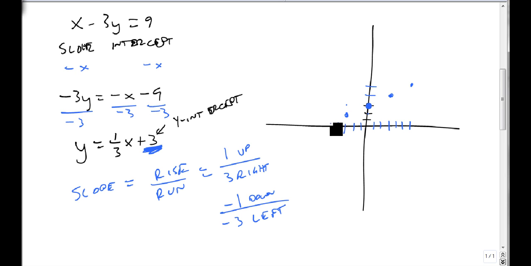It's also possible to do the run first, go over 3, and down 1. We just need to remember that the rise comes from the top and the run comes from the bottom. But as long as I do the same thing, up and then right if it's positive, then I get my, well, let's draw this a little bit straighter, straight line.